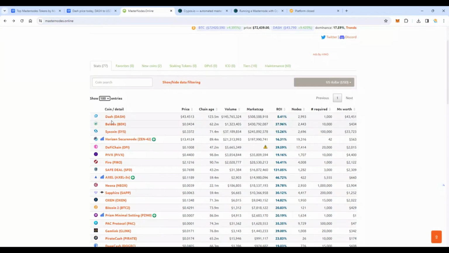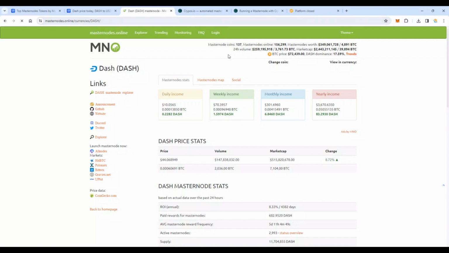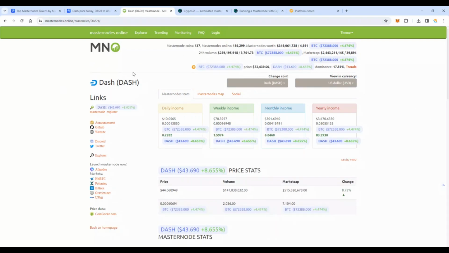Now, let's say, for example, you want to run a node on Dashcoin. So there are some details that you need to learn about this project. And once you click on it, it's going to bring you here. And we've said the minimum amount required for you to run a complete node on Dashcoin is around $43,000. And you can see the daily income that you'll be making. You'll be making roughly 0.22 Dash.